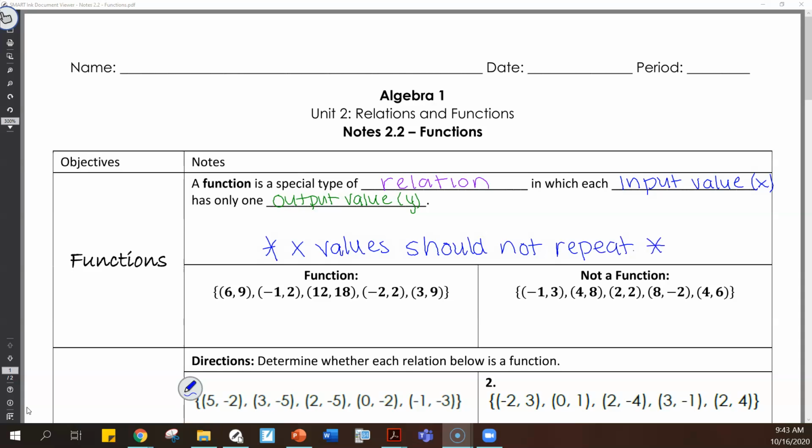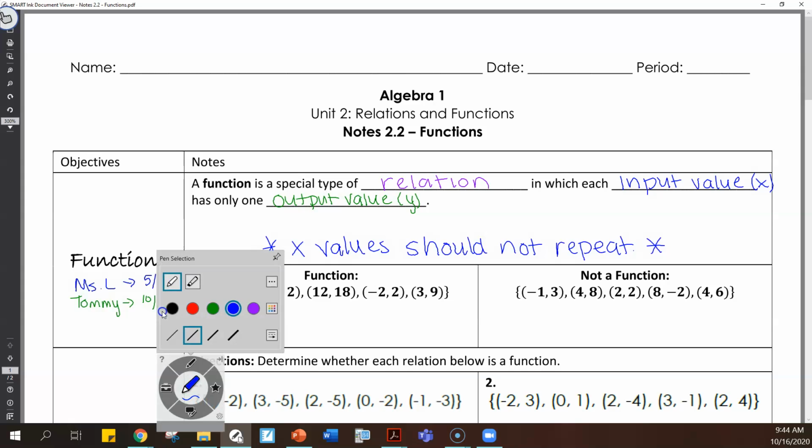Okay, I like to think of functions as birthdays. So if I have a birthday, Miss Lynch has a birthday that is May 27th. Tommy may have a birthday that's October 15th. Each x value, each person, can only have one birthday. I can't have a birthday on May 27th and on October 15th. It doesn't work that way.